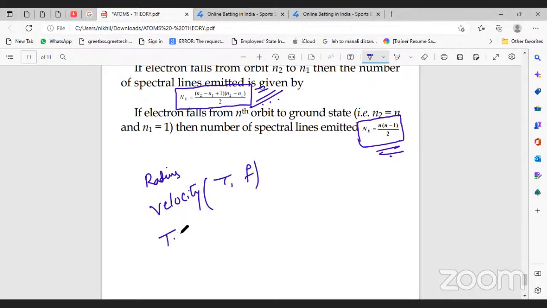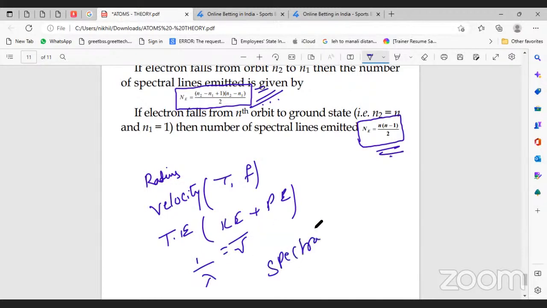Then you have to talk about total energy, both kinetic energy plus potential energy. Then you must know what is the wave number, that is 1 by lambda. Then you must know the concept of spectral series. So these are the scenario, or the synopsis, the basic concepts of the atoms chapter.